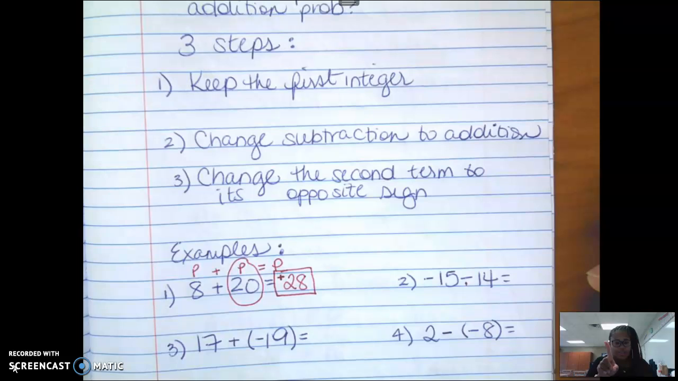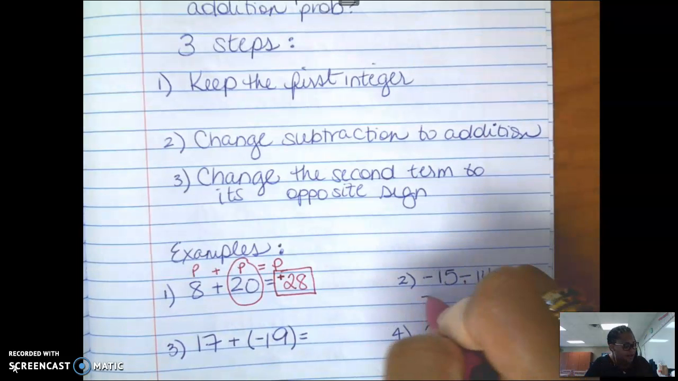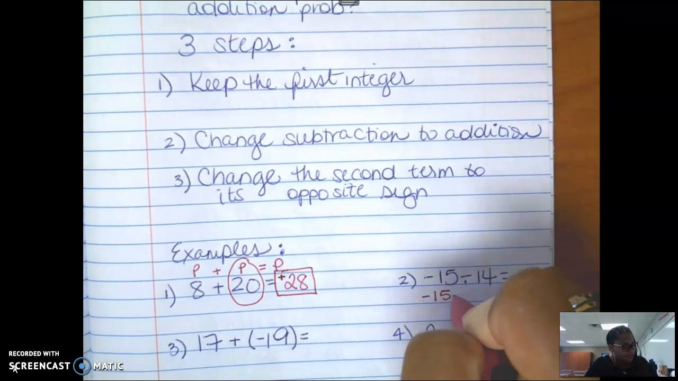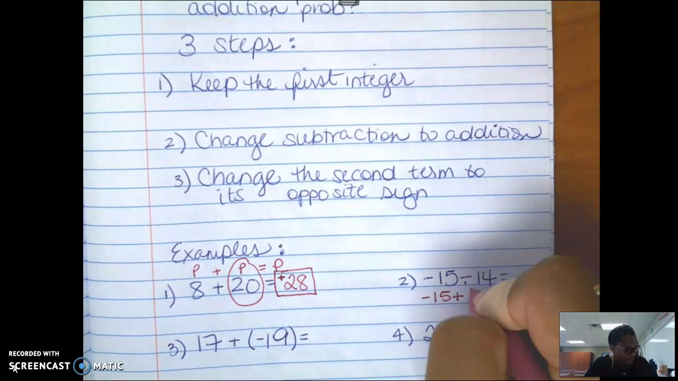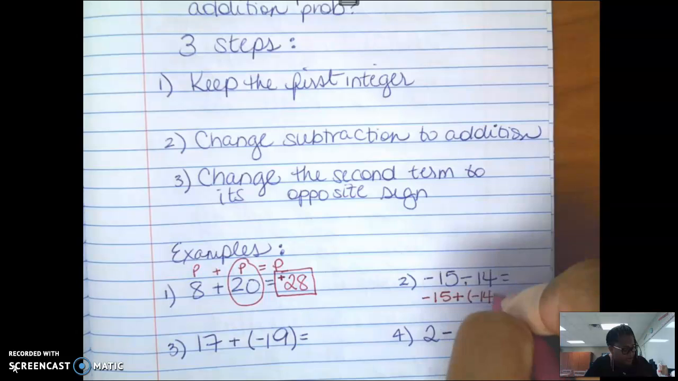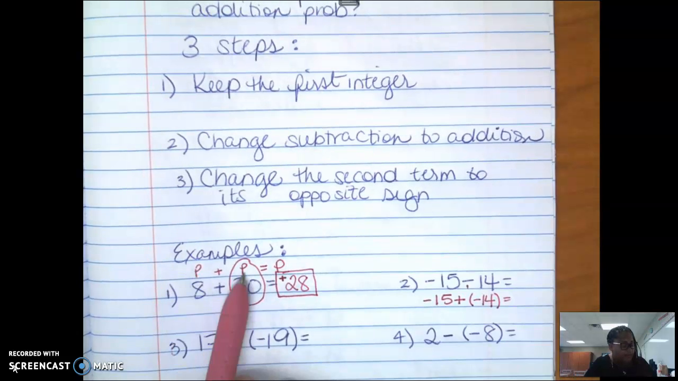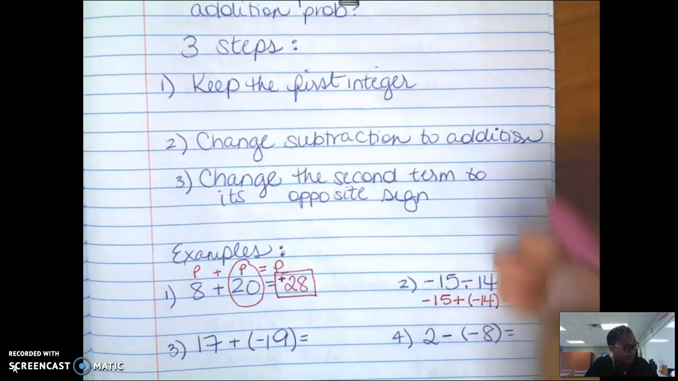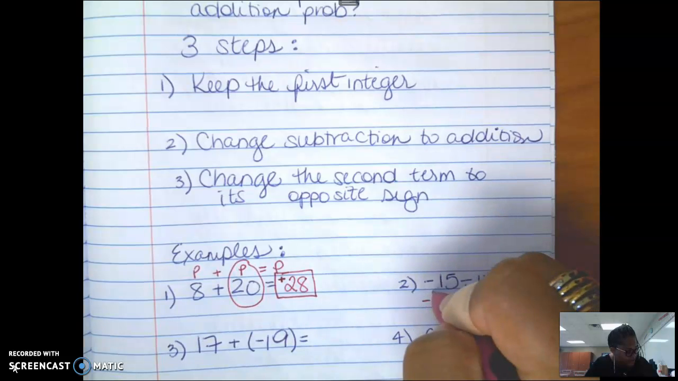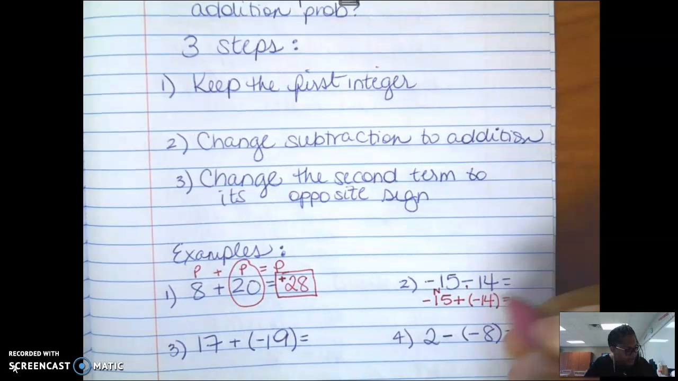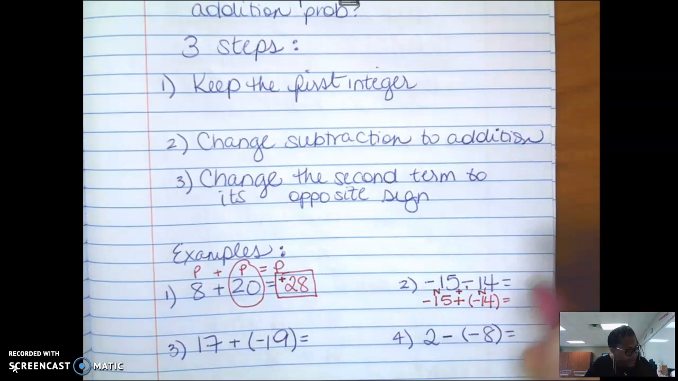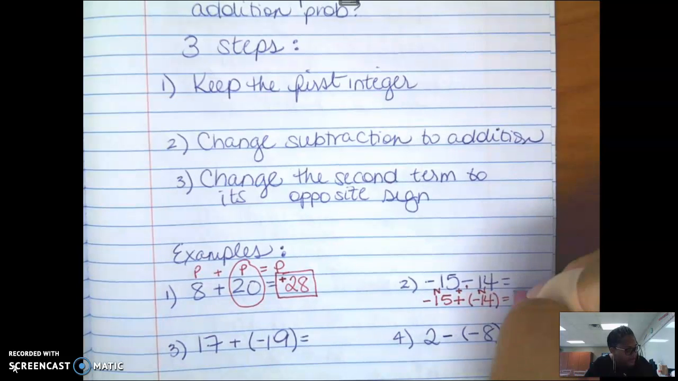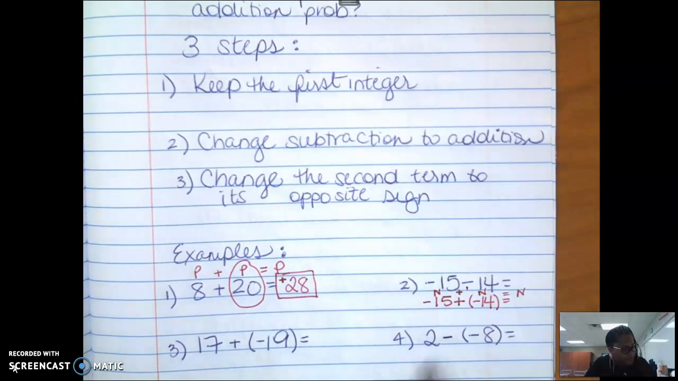Actually, no. Change the signs first. Negative 15 plus, now I'm going to add the opposite of 14, which is negative 14. Now I'm going to apply the rules. So then I have a negative, squeeze in my N, and a negative here. I'm going to add them, and they have the same sign, so I'm going to get a negative answer.